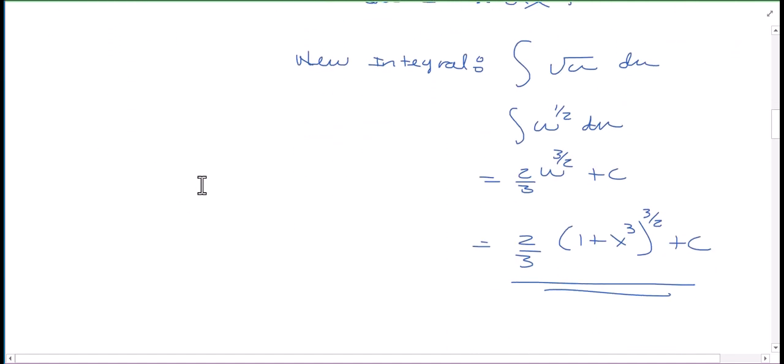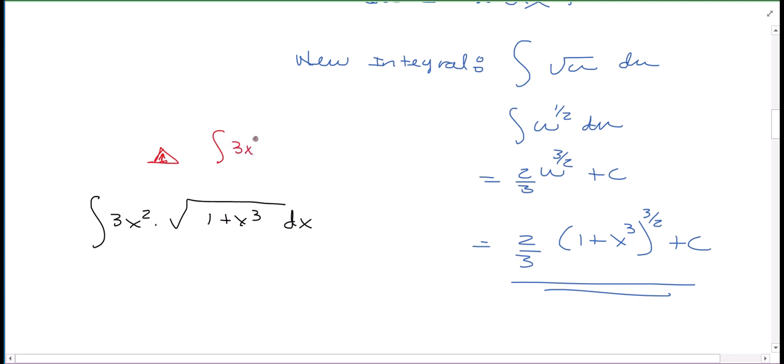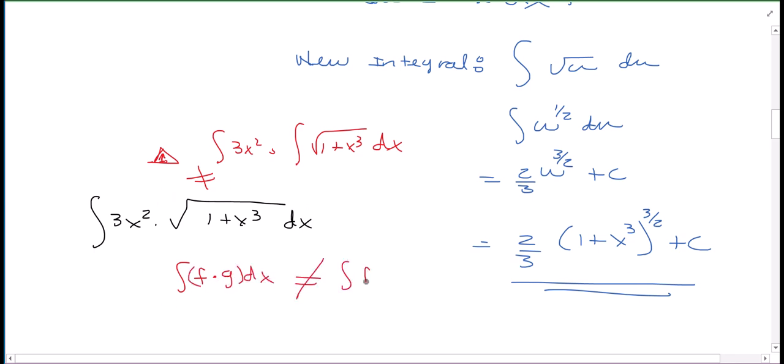particular question. Now, the thing that I want you to also notice is when I have 3x squared times the square root of 1 plus x cubed, just as we have done in the past, I have given you a little warning that you can't do the integral of 3x squared times the integral of that, right? So this is not equal to that. You can't integrate piece by piece. When you have the integral of f times g dx, that does not equal the integral of f times the integral of g. So be careful about that. So this is where our different methods of integration are going to come in.